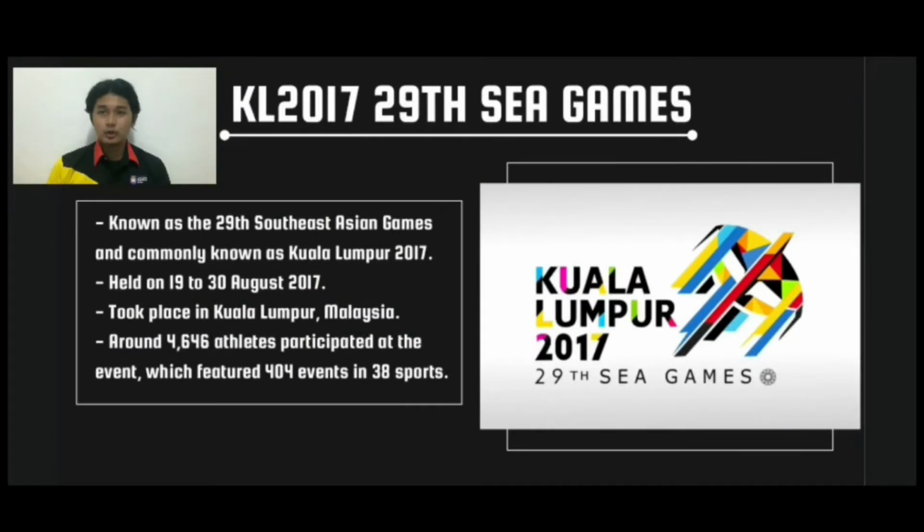Let me introduce KL 2017, the 29th SEA Games, known as the 29th Southeast Asian Games and commonly known as Kuala Lumpur 2017, held on 19 to 30 August 2017, which took place in Kuala Lumpur, Malaysia. Around 4,646 athletes participated at the event, which featured 404 events in 38 sports.